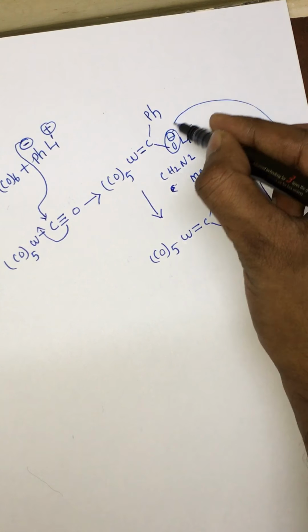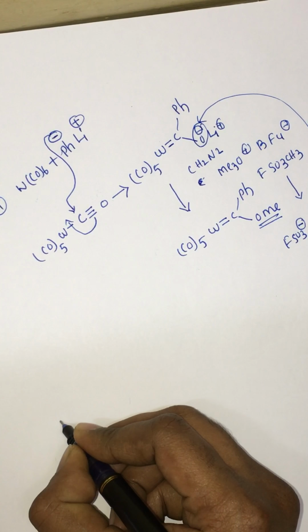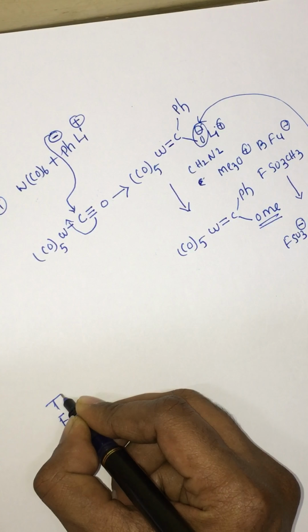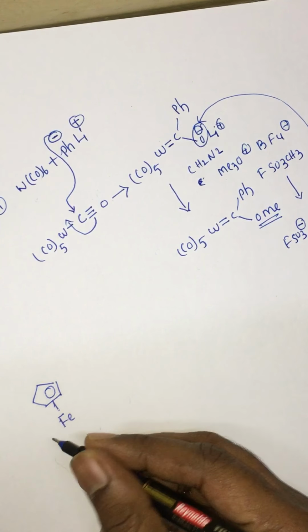So the next preparation method is, here we have iron, PPh3, CO, double bond OR. Here we have FSO3CH3. So this is also a methylating agent. Here this will dissociate into FSO3- and CH3+.